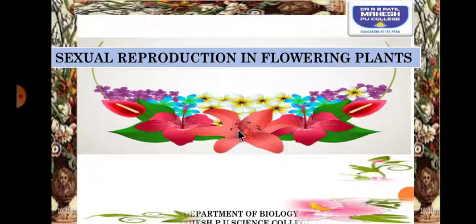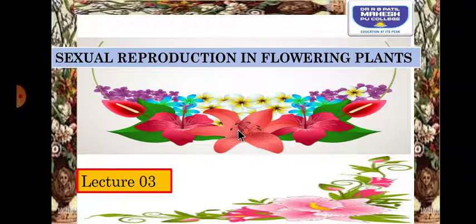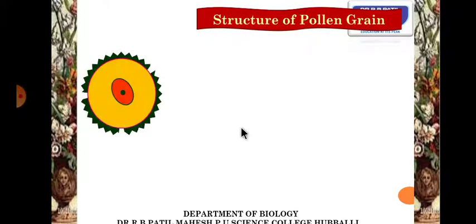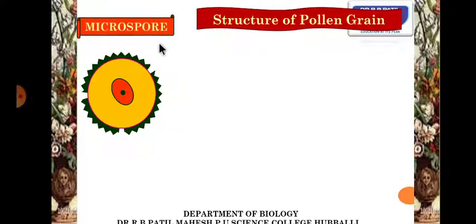Students, in the previous video we discussed the androecium, whereas today in this video we will discuss the structure of pollen grain. Pollen grain is said to be a male gametophyte. It is spherical, oval, ellipsoidal or triangular in shape and measures about 25 to 50 micrometers in diameter. We are going to discuss the structure of the pollen grain which is most common in angiosperms, which is spherical or oval in shape. So, structure of the pollen grain.